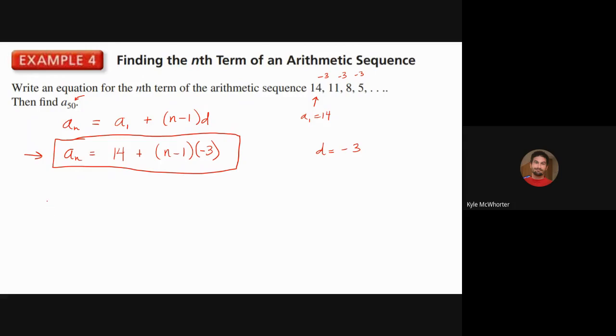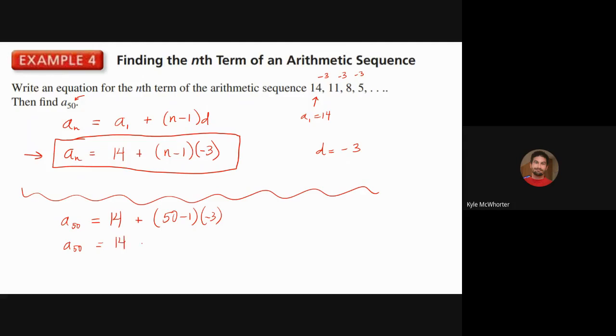So to find A50, we just take our equation and we plug in a 50 for n. So 50 minus 1 is 49. So we're doing 49 times negative 3.